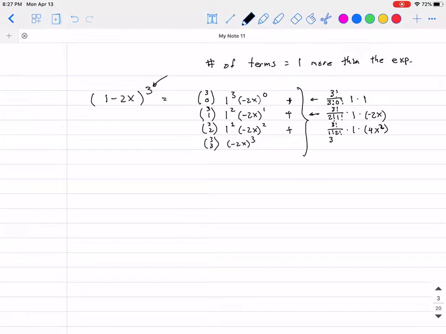And finally, for the last one, 3 choose 3. That's 3 factorial over 0 factorial, 3 factorial. And that is going to be multiplied by negative 2x raised to the third power. So that's negative 8x to the third power. Again, we're supposed to add them all up. So if we put them all together, just to make it fast, because I don't want to bore you with the grindy math part of it.